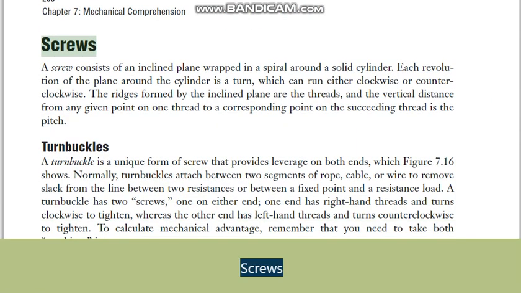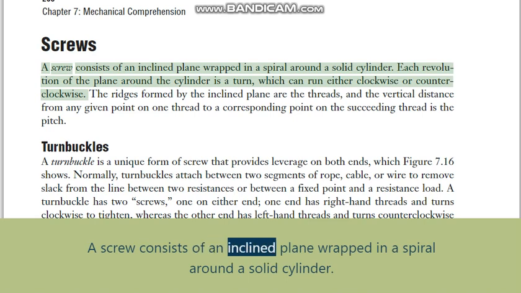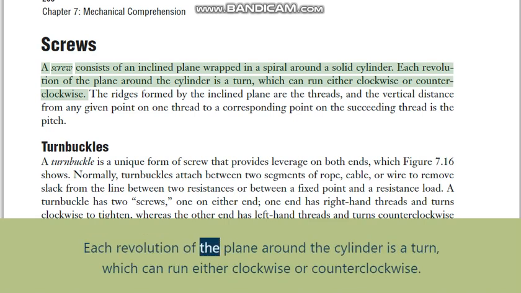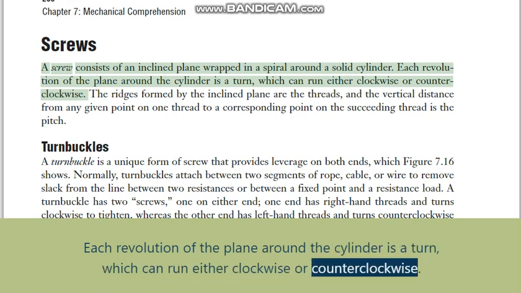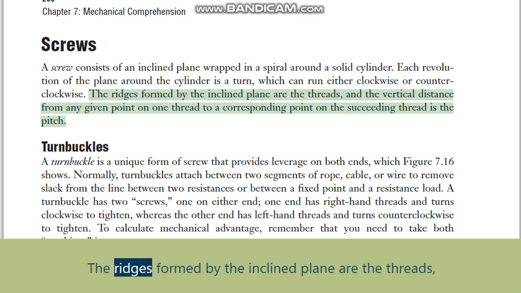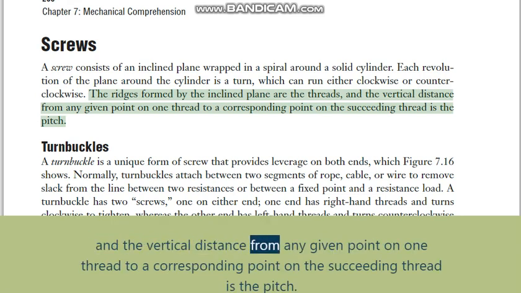Screws. A screw consists of an inclined plane wrapped in a spiral around a solid cylinder. Each revolution of the plane around the cylinder is a turn, which can run either clockwise or counterclockwise. The ridges formed by the inclined plane are the threads, and the vertical distance from any given point on one thread to a core point on the succeeding thread is the pitch.